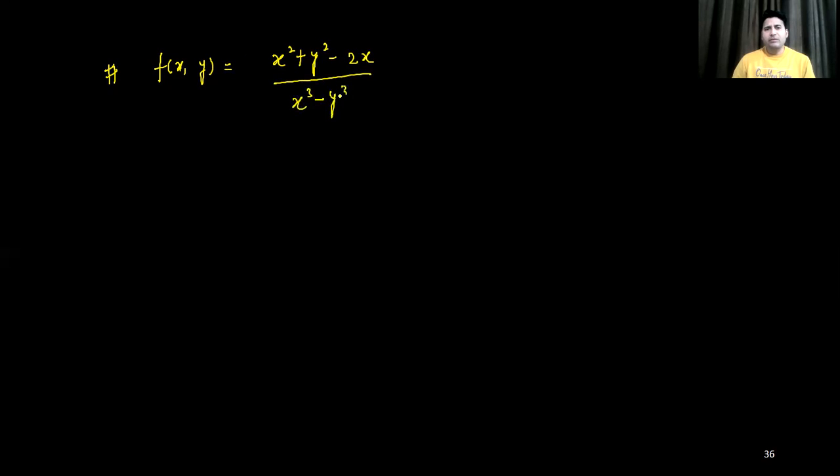I am taking one more example. This time, suppose a function is given as f of x comma y is equal to x square plus y square minus 2x upon x cube plus y cube. This is a function and I need to check whether it is homogeneous or not. I hope by directly seeing it, you get an idea. The answer is this is not homogeneous. This function is not homogeneous.